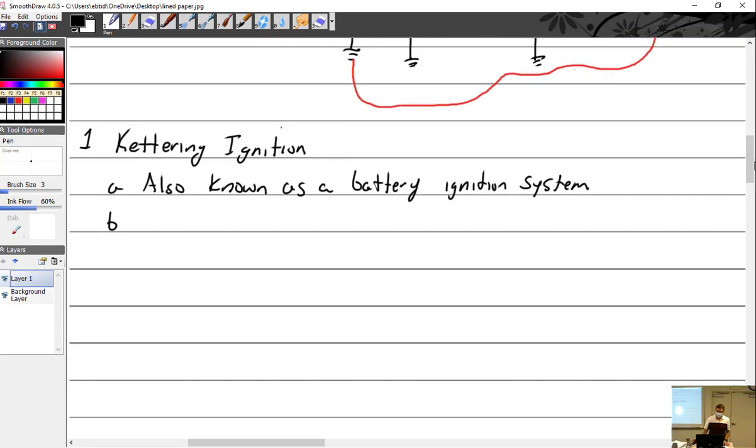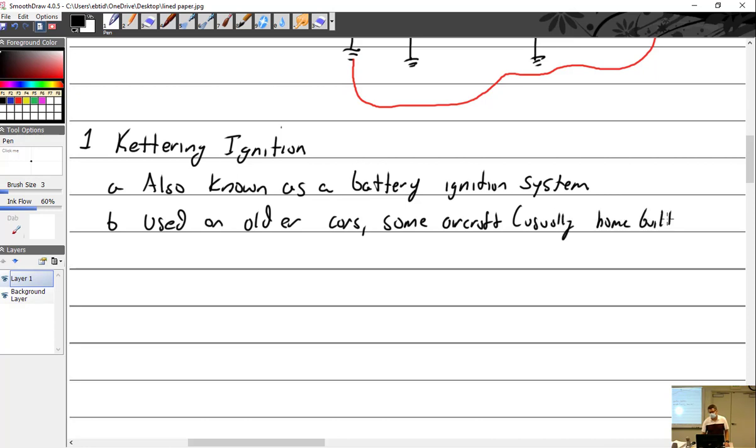That's good. Okay, also known as a battery ignition system. Make sure you know that because that's how I'm going to distinguish it on a test. Kettering or battery, so it's the same thing. So it was used on older cars, some aircraft, usually home built. I think I had a friend with a Volksplane that had a Volkswagen engine. I think he had that kind of system in it.